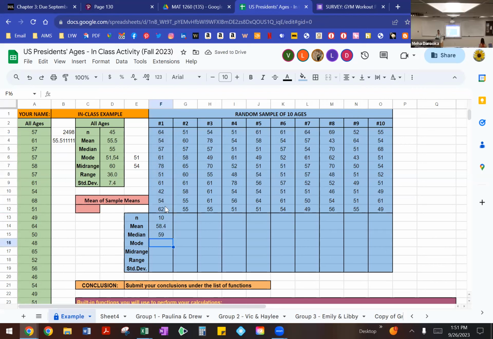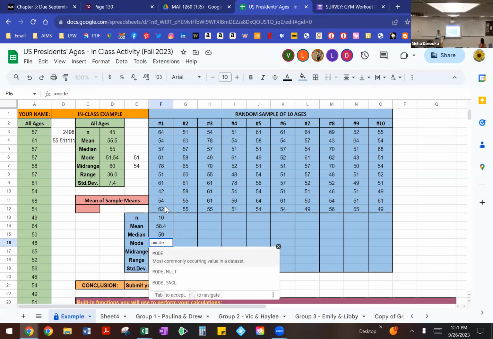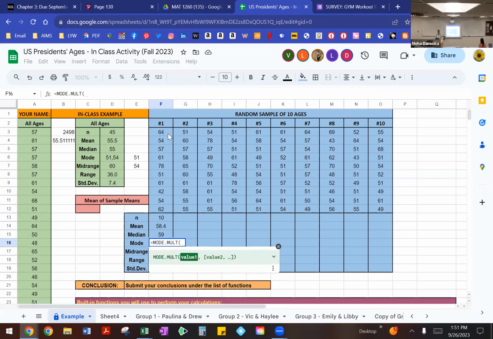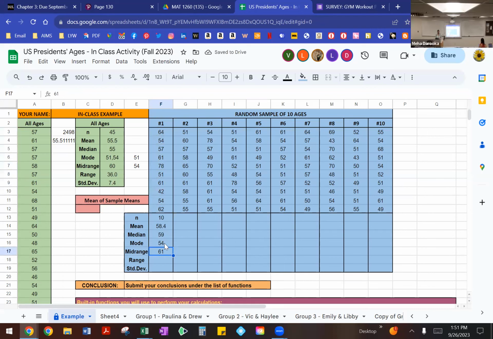For mode, this is the one that I was talking to you guys about using the multiple mode function, just because we don't know if our set will have only one or many. So you were using the mode.mult or the multiple one. So mode.mult. And if it only has one, it's going to spit out one. But if it has more, you will see it gives you a number next to it. So what I was doing was identify those, but then you can just come in and type by hand. So you can say 54, 61. So that way you had two modes in there.